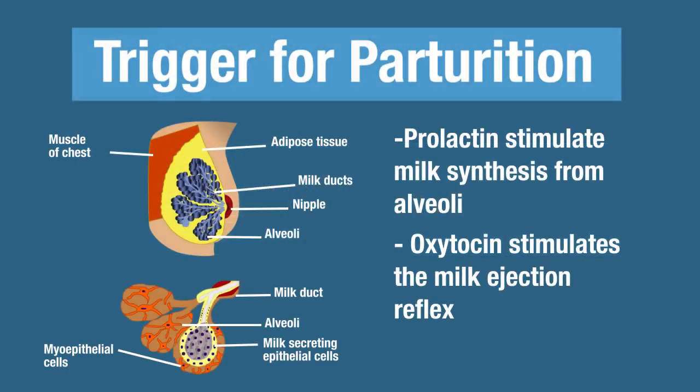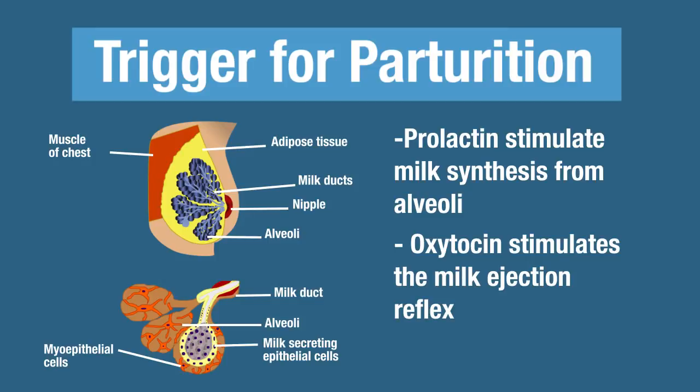The alveoli in here is sort of a zoomed in version of the alveoli. They look a lot like the alveoli in the lungs, right? So prolactin actually stimulates milk synthesis from the alveoli. So you have these secretory cells that secrete milk. So you end up with milk in the lumen here.